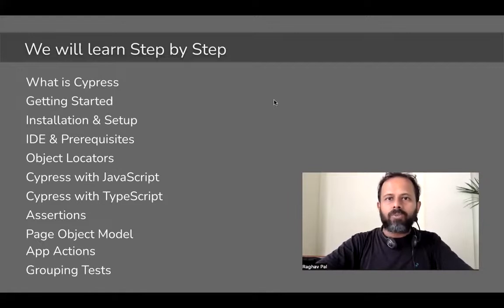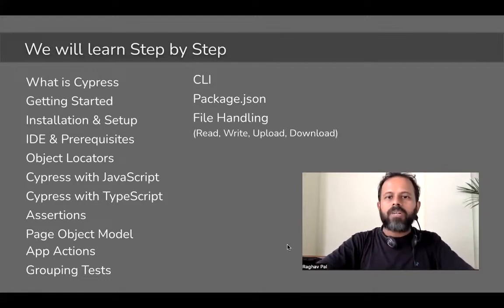Then we will learn how do we group tests and how do we run groups of tests. We will learn about the command line execution and the command line interface. We will see what is package.json. We are going to create a node project for Cypress, and there we will have a very important file that is package.json. We will learn about it. We will see how do we read and write files in Cypress. How do we upload and download files with Cypress.